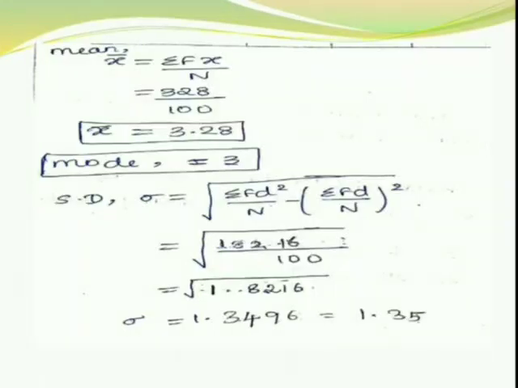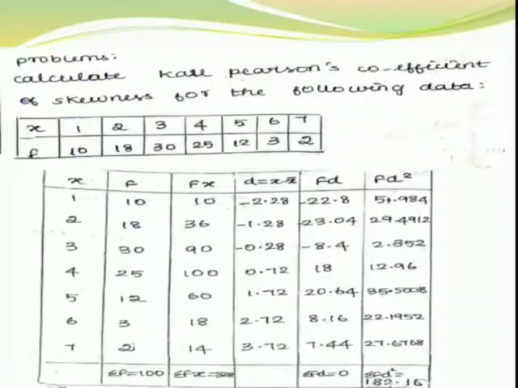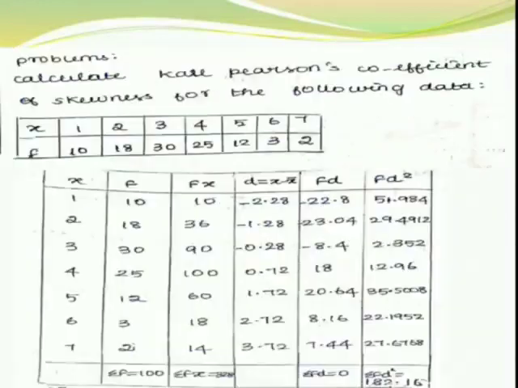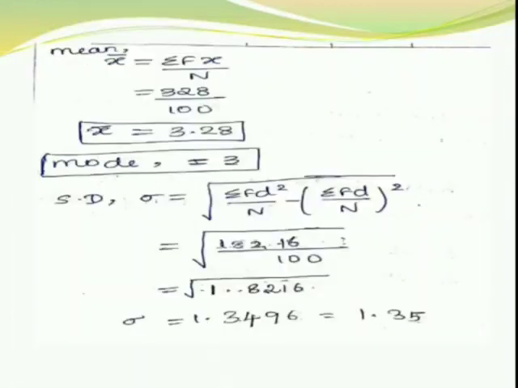Now we have our mean value and also the standard deviation value. Then what about the mode value, which is equal to 3? How do you find the mode for discrete data? In the frequencies, you check which frequency is highest. Here 30 is the greatest value, so we take the corresponding x value, which is 3. So our mode is equal to 3. In discrete data, we check for the highest frequency value, and here 30 is highest, so we take the corresponding x value, 3.